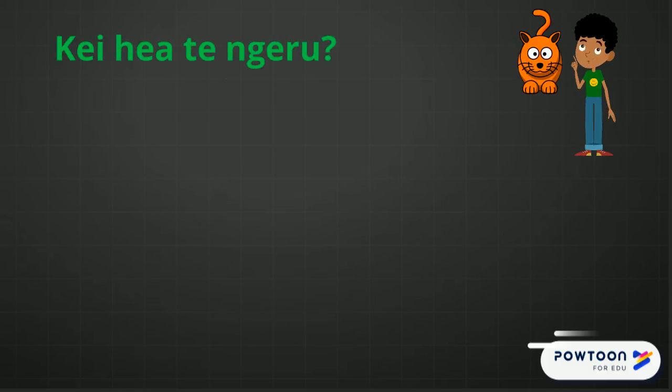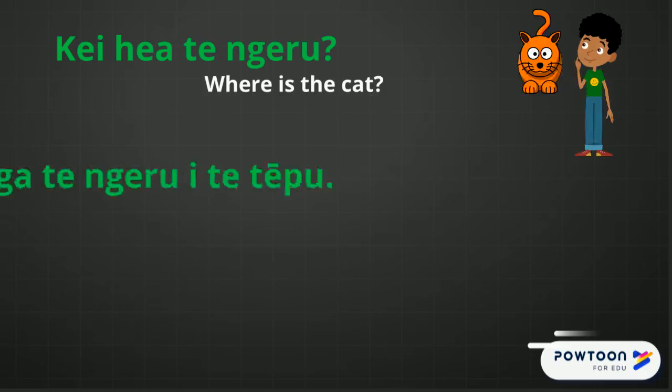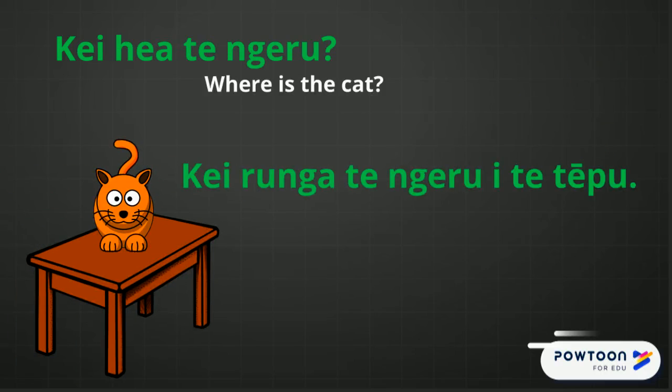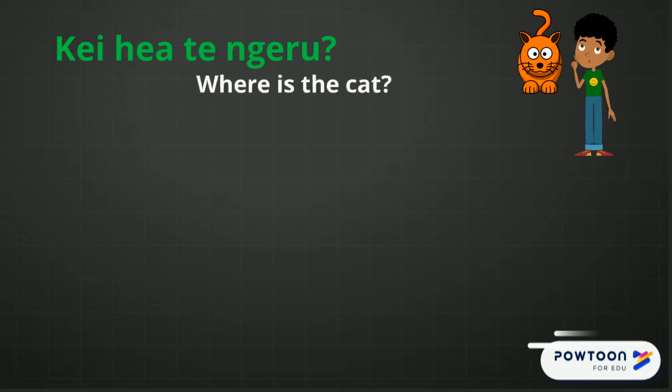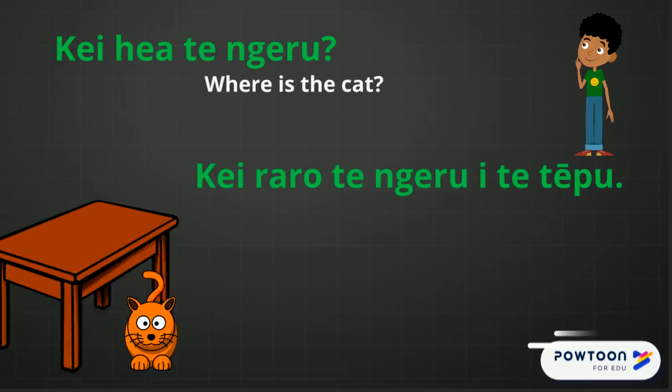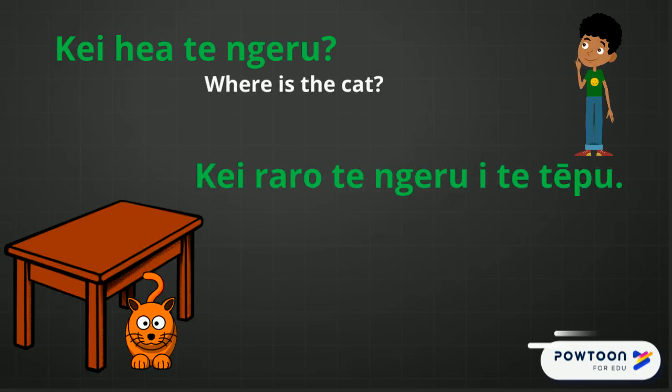Kei hea te ngeru, where is the cat? Kei runga te ngeru i te tēpu, the cat is on the table. Kei hea te ngeru, where is the cat? Kei raro te ngeru i te tēpu, the cat is under the table.